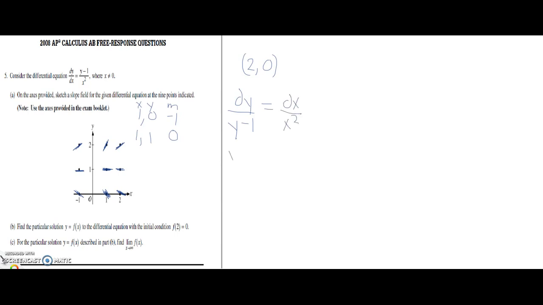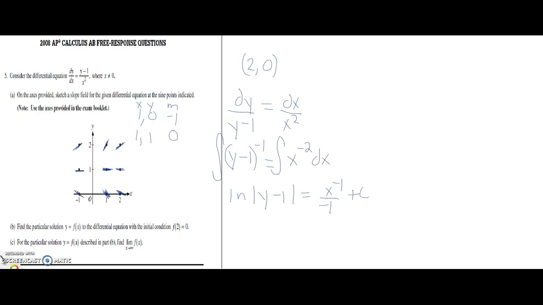Now when you do this, this is the same thing as (y minus 1) raised to the negative 1 power dy equals x to the negative 2 dx. Now we're going to integrate both sides. Now when you add 1 to the exponent, you're going to get 0 to the power, so it has to be an ln. So you're going to get ln of the absolute value of y minus 1 equals, you're going to add 1, so you're going to get x to the negative 1 divided by negative 1, plus c.